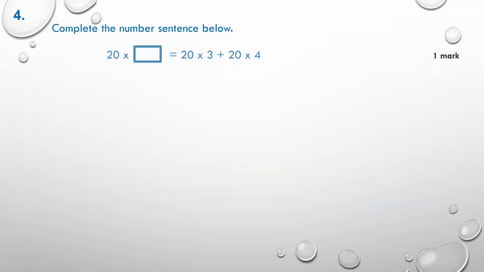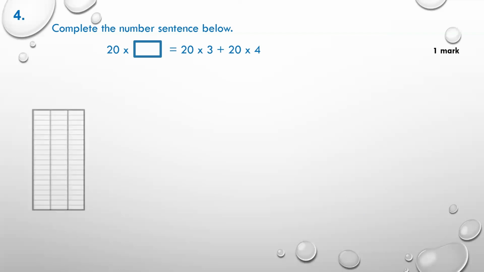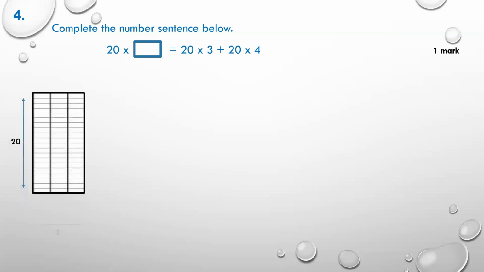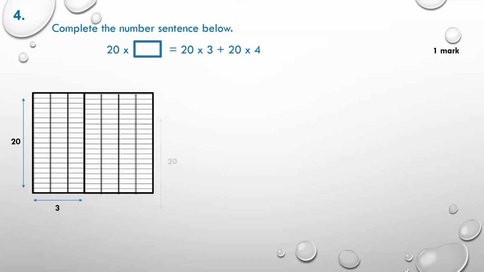When we're looking at number 4, they're asking us to complete the number sentence below. 20 times something is equal to 20 times 3 and 20 times 4. So when I see these questions, there are so many different ways you can do it, right? I think of it as 20 times 3 sounds to me like length times breadth. It sort of looks like an area question. So if I have 20 rows of 3, let's bring that up. So we know 20 rows of 3 there. And next to it, what do we have? 20 rows of 4.